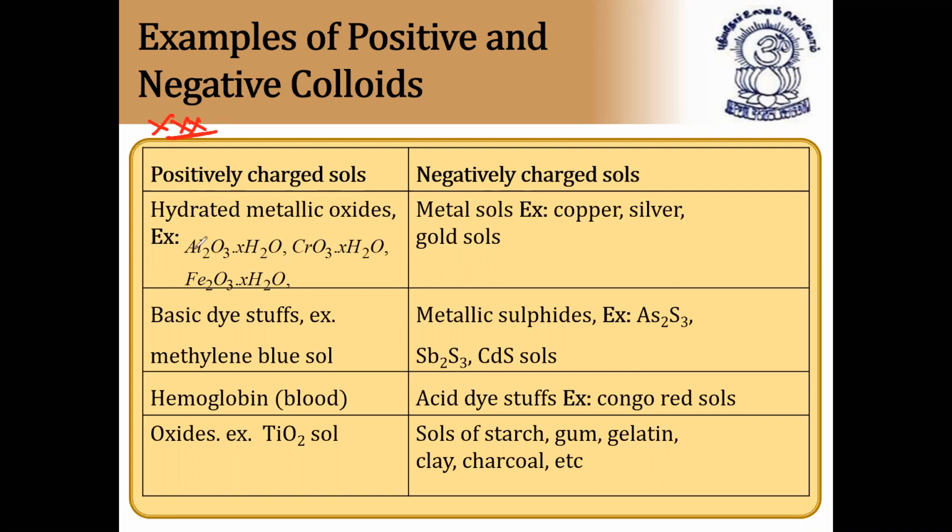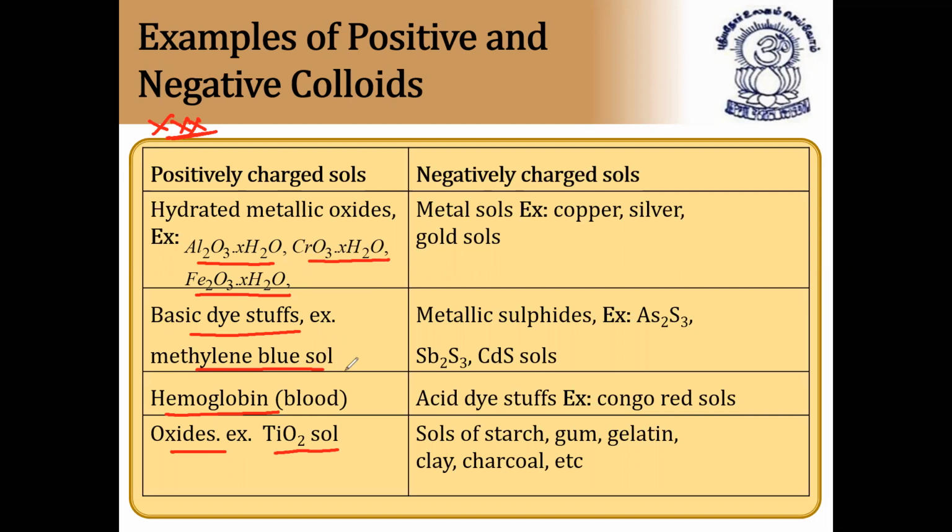Positively charged salts: hydrated metallic oxides are positively charged salts. Example, aluminum oxide dot XH2O, chromium oxide dot X molecules of water, and ferric oxide dot X molecules of water. Basic dyestuffs, example, methylene blue solution, are positively charged salts. Hemoglobin, human blood, is a positively charged salt, and oxides of titanium dioxide are also positively charged salts.